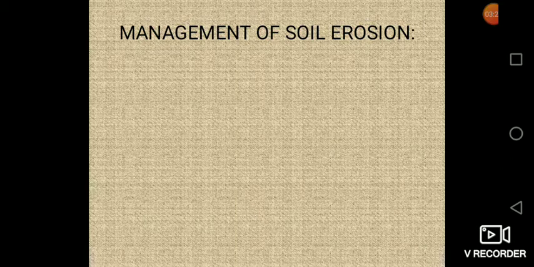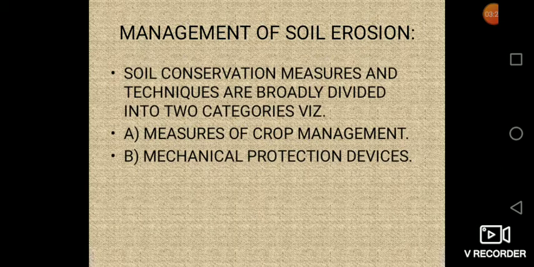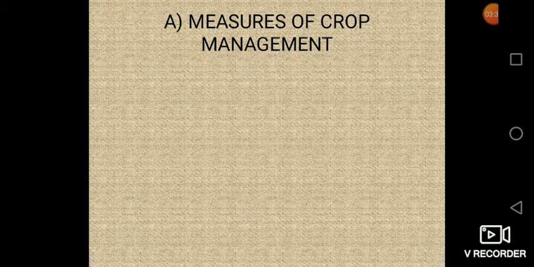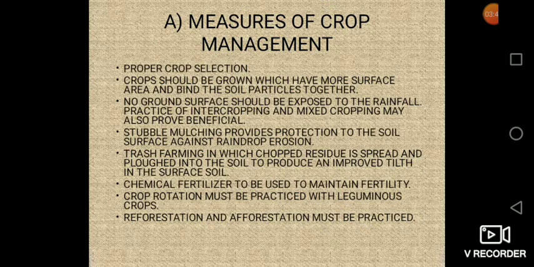Management of soil erosion measures are of two types. One is measures of crop management, another is mechanical protection devices. Now, measures of crop management: we have to first select the crop. After selection, we shouldn't keep it barren. We should cultivate those crops which cover the cultivated land properly.